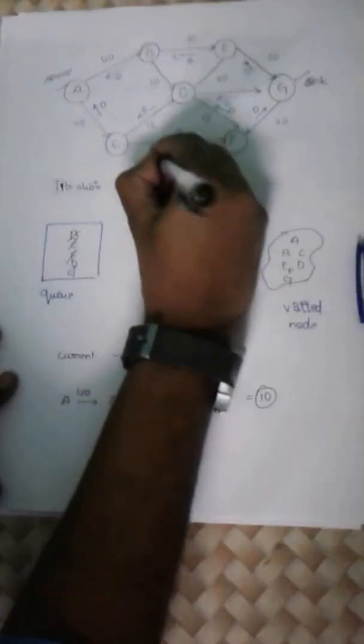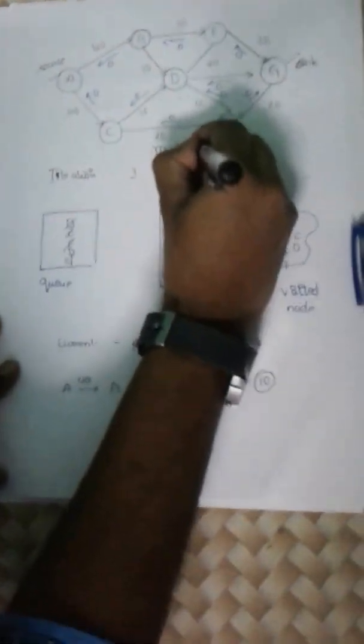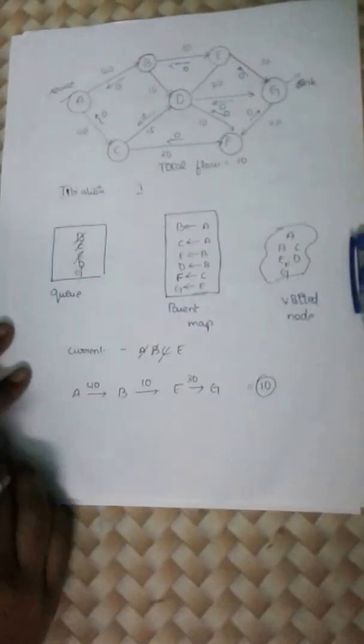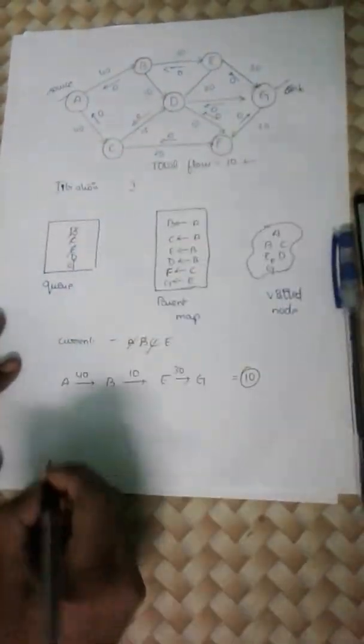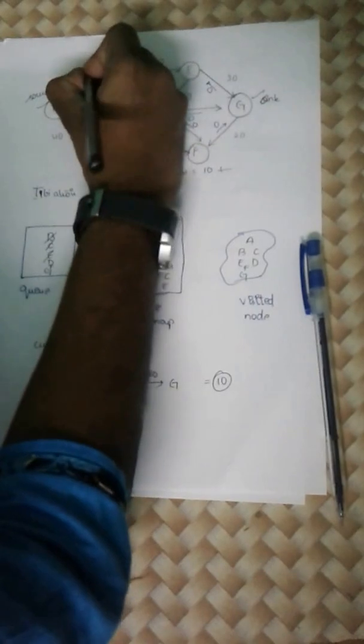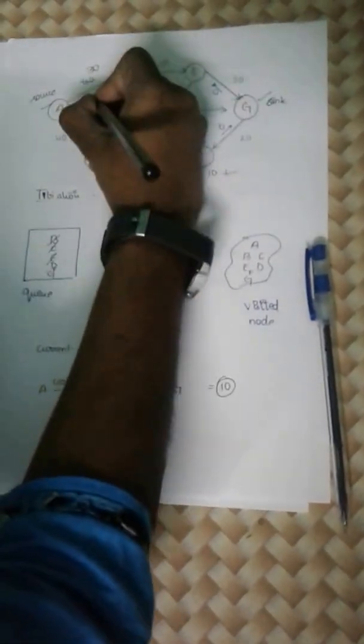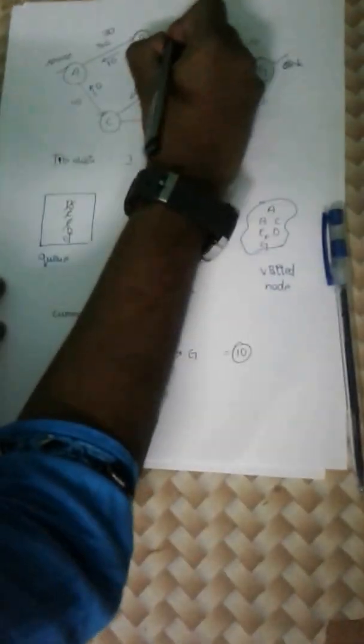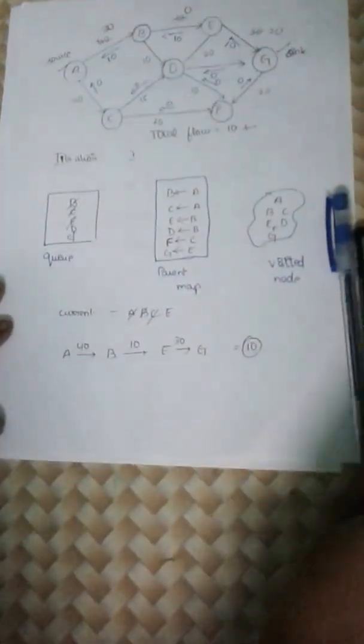We have to mark the total flow after calculating each path. The first one will be 10 plus. Now I'm going to change all the capacities on this path by subtracting 10. So if I change, this would become 30, and here it will be 10, and this would be 0, and here it will be 10, and this would be 20, and here it will be 10. So now I'm moving on to iteration 2.